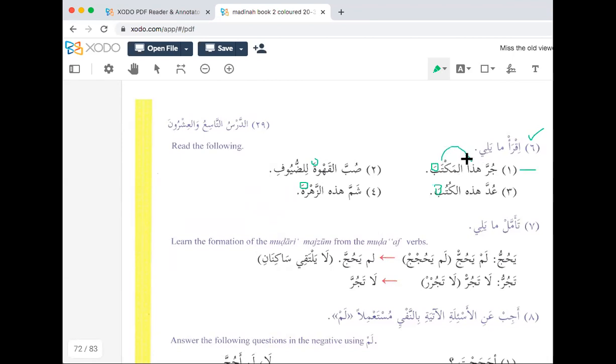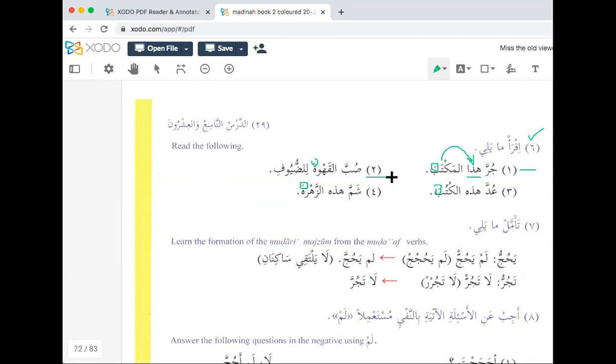المكتب is بدل from هذا. This is actually مفعول به. هنا this is مفعول به. جر هذا. جر, this is the command, asking someone to drag this. And this thing here, هذا, this is مفعول به. المكتب or المكتبة with the fatha on it, this is badal of هذا, which is also mansoob because it follows suit. How about number 2?